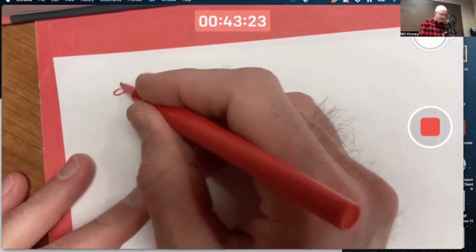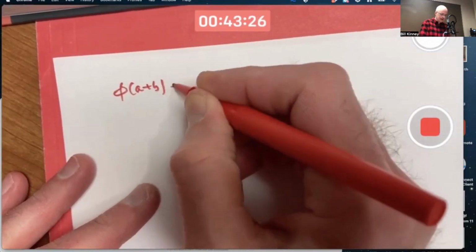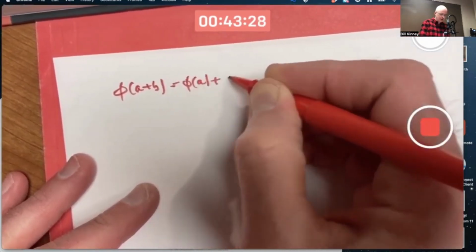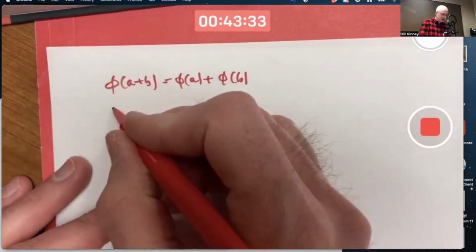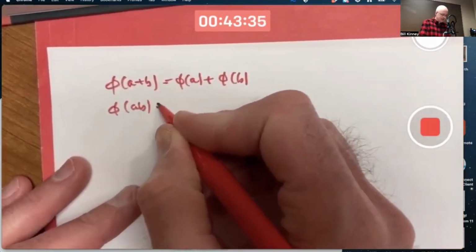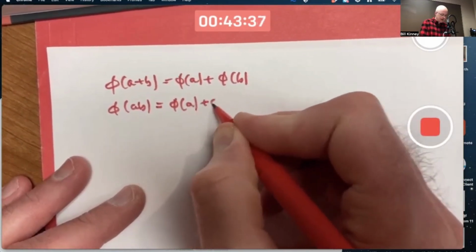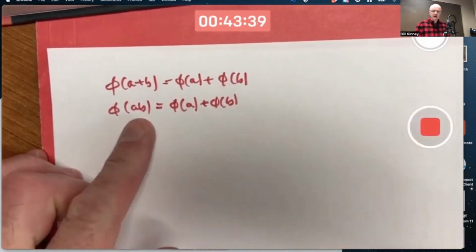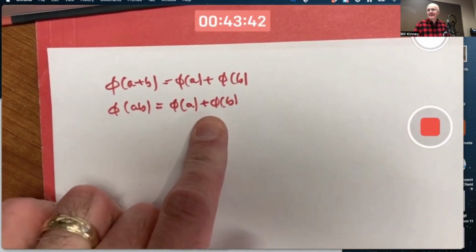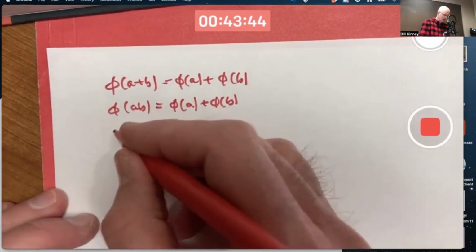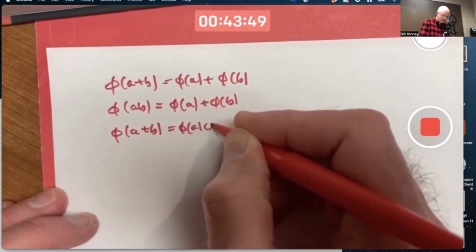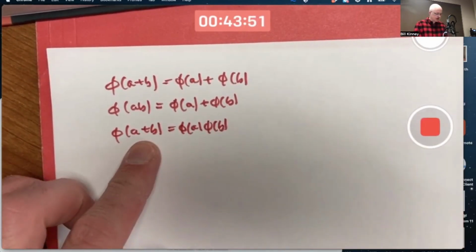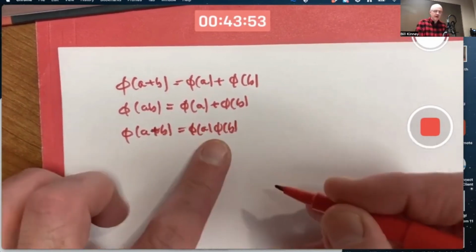There are different forms of this. It could look like this if the operation in both G and G bar is addition. It could look like this if the operation in G is multiplication, but the operation in G bar is addition. Or it could look like this if the operation in G is addition and the operation in G bar is multiplication.